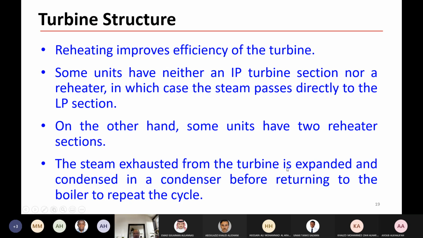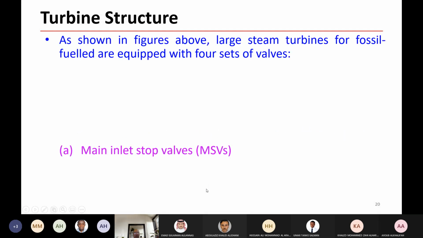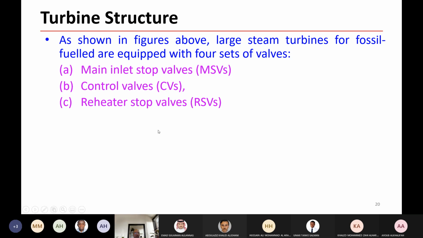The steam exhausted from the turbine is expanded and condensed in a condenser before returning to the boiler to repeat the cycle. As shown in the figures above, large steam turbines of fossil fuels are equipped with 4 sets of valves: main steam valve, control valve, reheat stop valve, and intercept valve. This is the main stop valve. This is used, of course, to stop the steam going to the turbine.